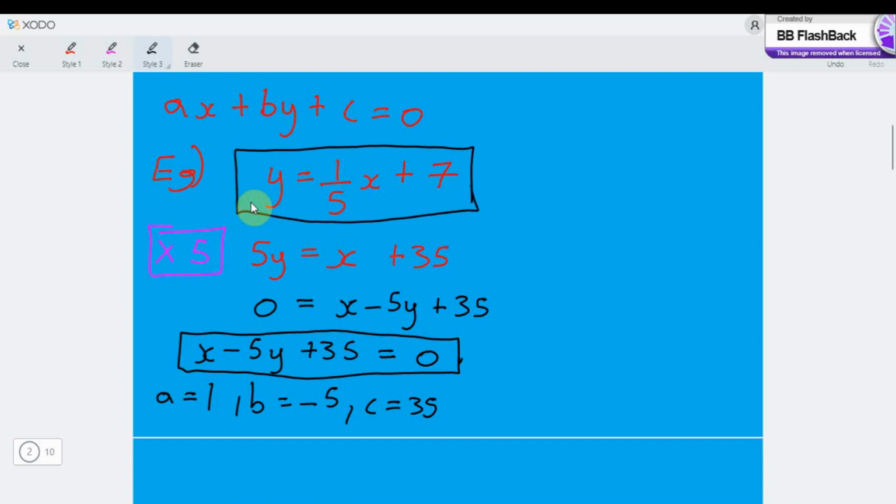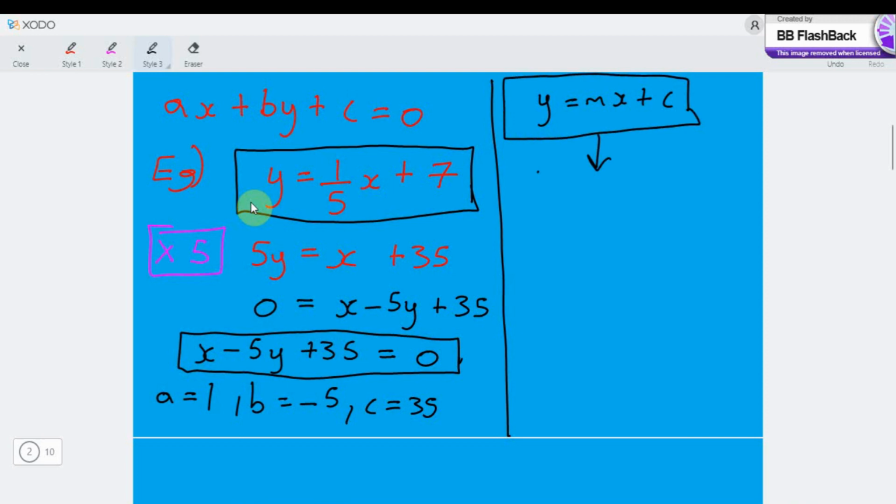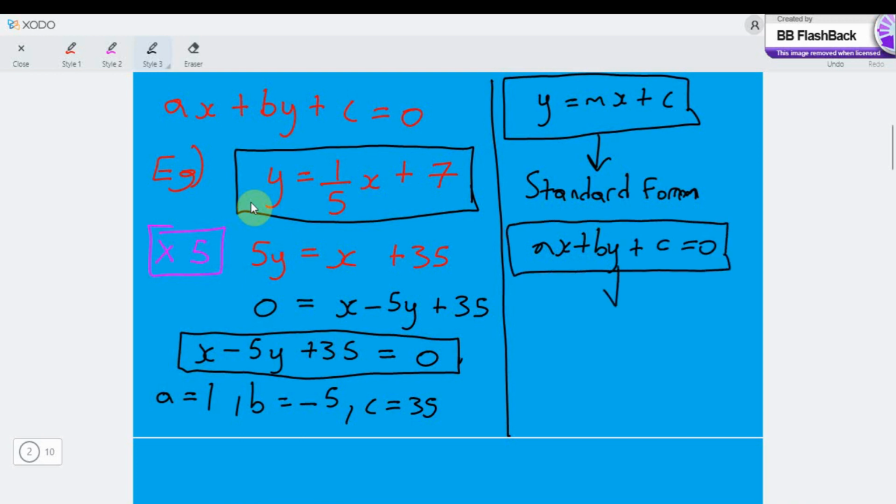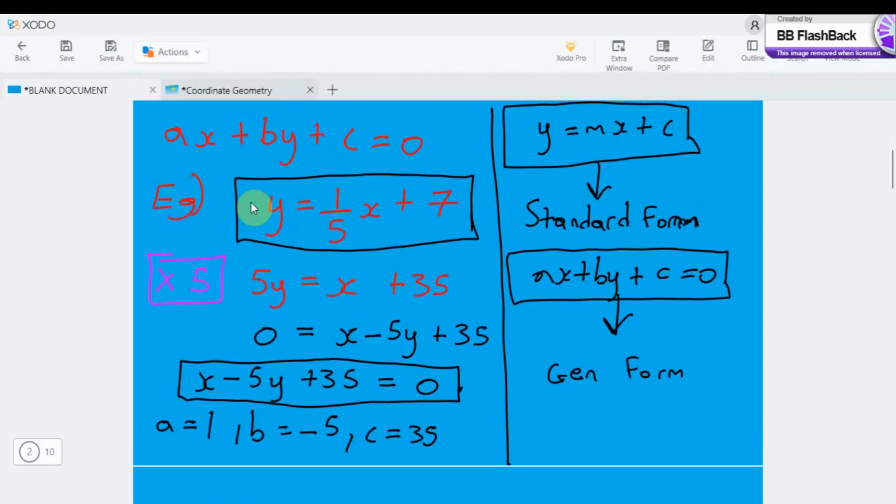So remember, let me separate it here. y equals mx plus c. This is the standard form. Always remember that is the standard form. Then now, ax plus by plus c equal to 0. This is the general form of a line. General form.